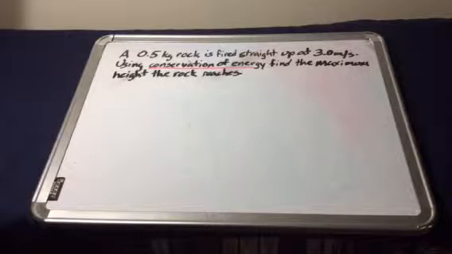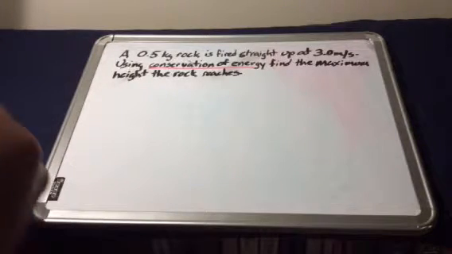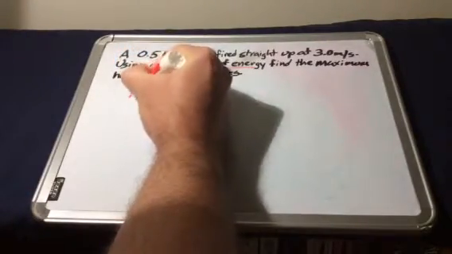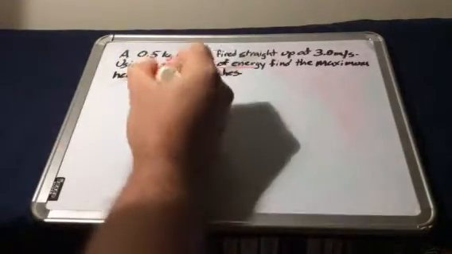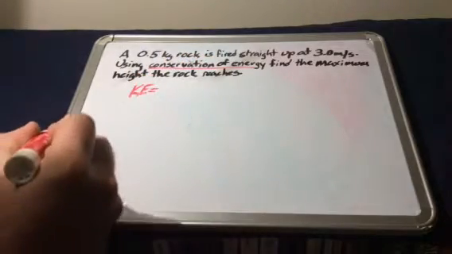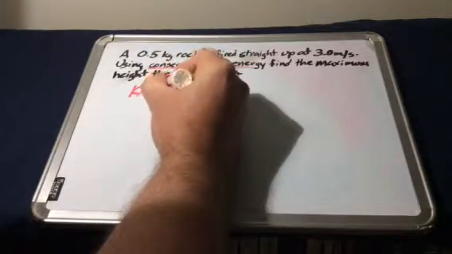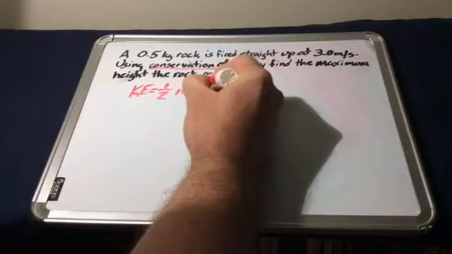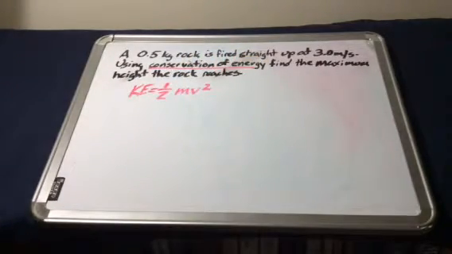So what are we going to do here? Let's think about that. The rock is moving initially, so what that tells us is that we've got kinetic energy, which I'll call KE. The equation for kinetic energy is 1/2 mv squared. That's our first equation that we're going to need.